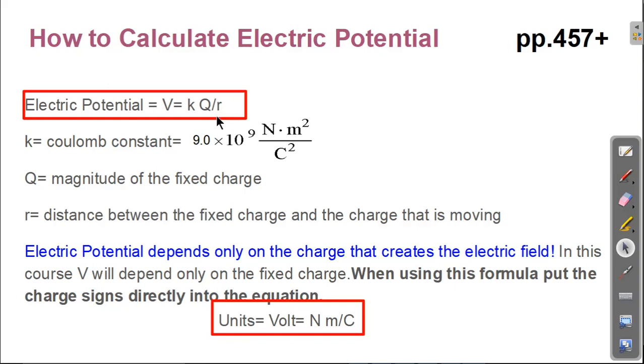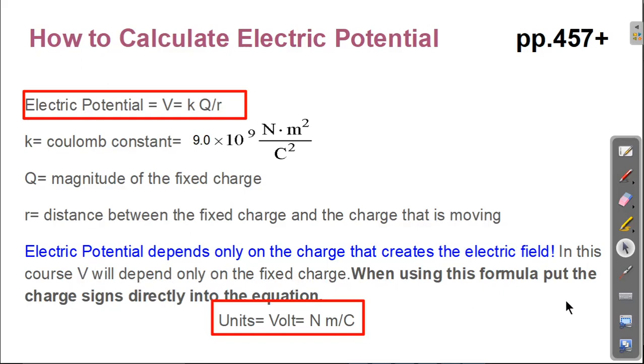So that's what we mentioned before, that the position in the electrical field was important. And here it is in your formula. R represents the distance that particle is from the moving particle. Okay? I read this already. Let's see here in blue. Electric potential depends only on the charge that creates the electrical field. As you can see, the electrical field is created by the stationary charges, at least in this book, and that's what we have in the formula. In this course, the electrical potential will depend only on the fixed charge.